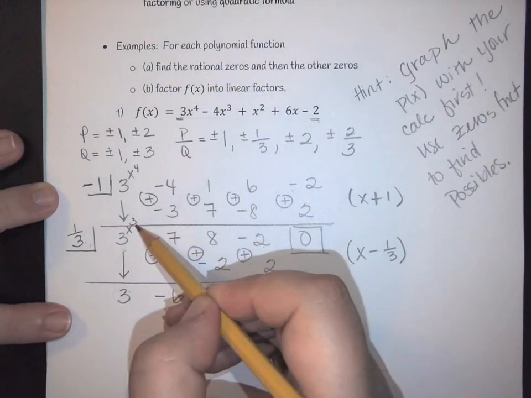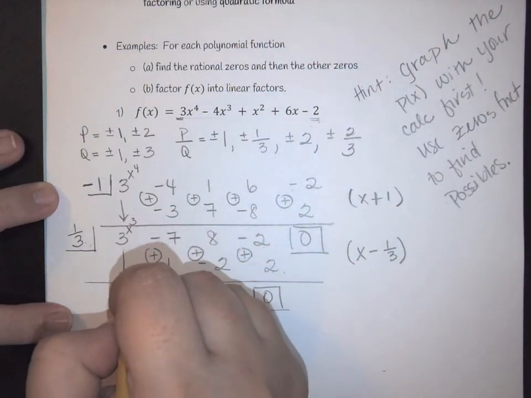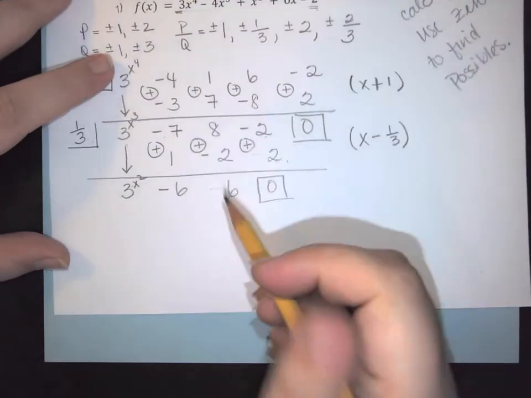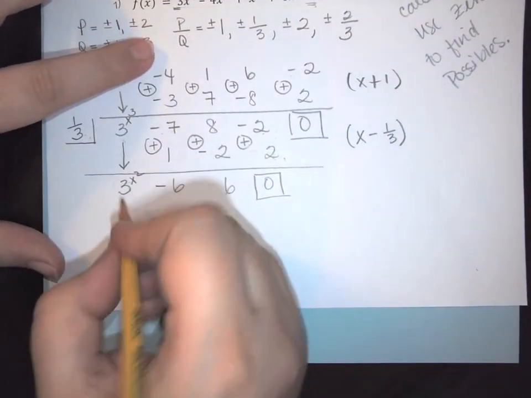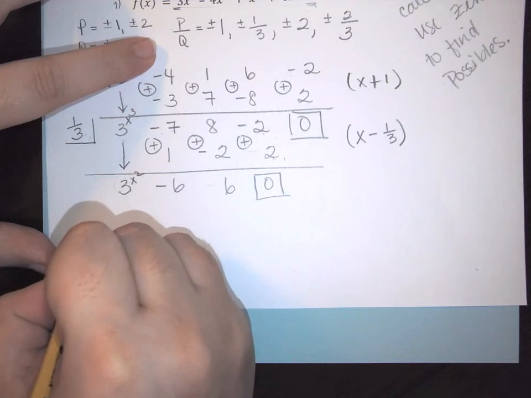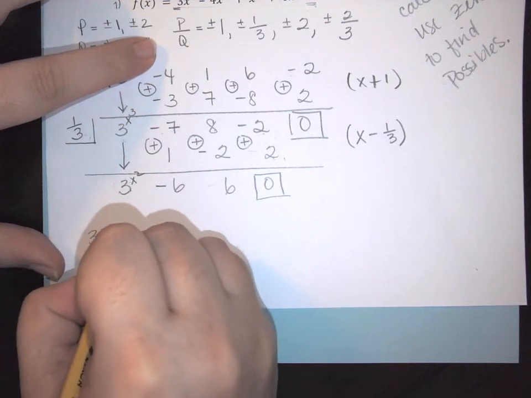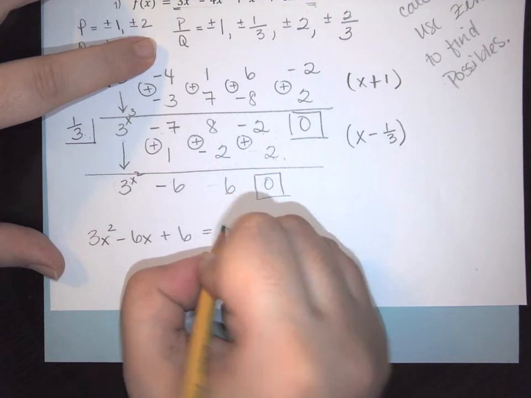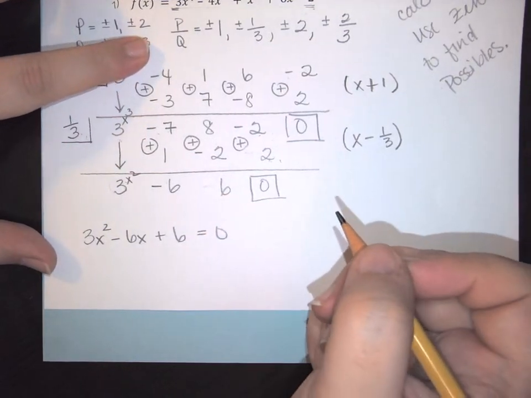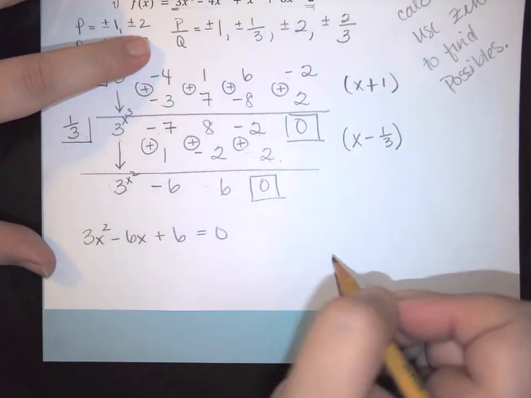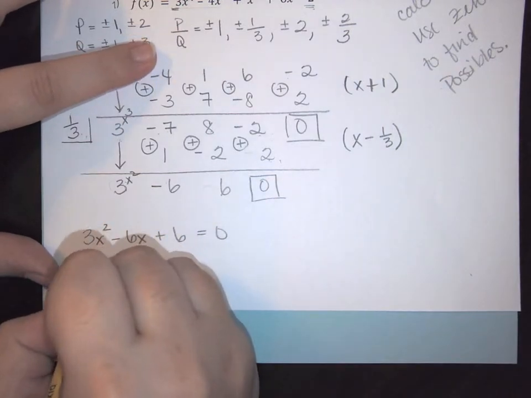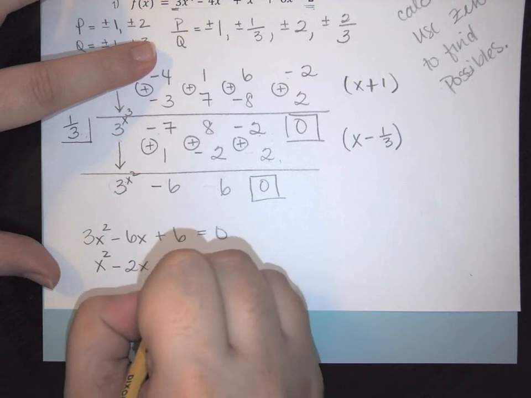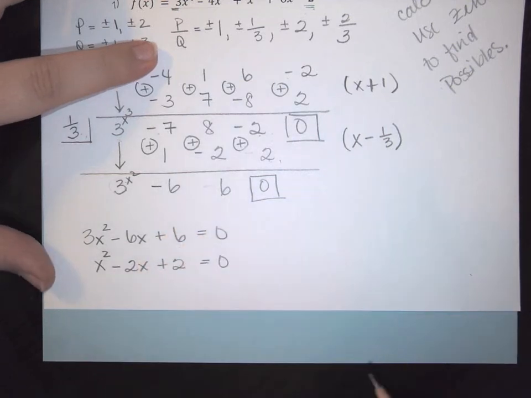Well, since this was a cube, that means this right here is now going to be an x squared. And so, since I got to the x squared part, now that means I need to solve it. So here I have 3x squared minus 6x plus 6 is equal to 0. The first thing that I would go ahead and do is divide everything by 3. So this gives you that x squared minus 2x plus 2 equals 0.